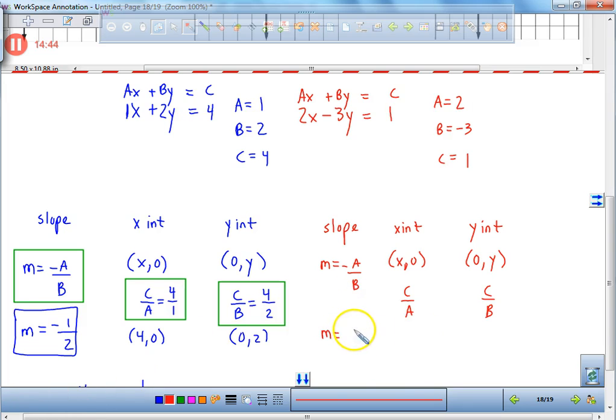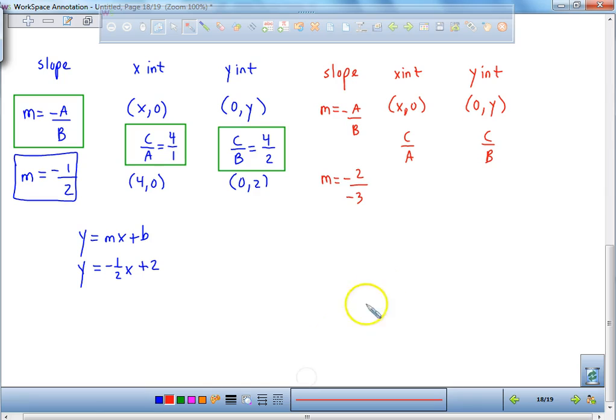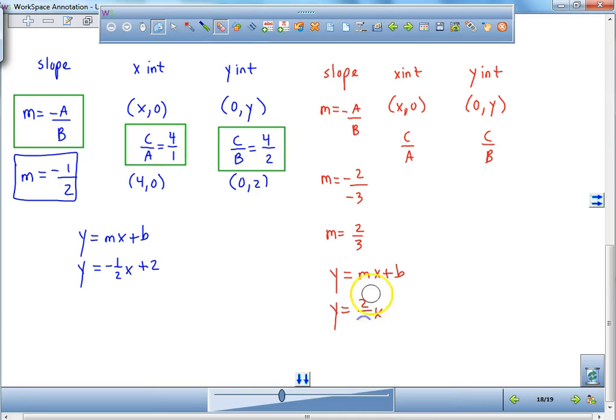All right, here we go. Let's see if you guys got it. Negative A over B. So we'll put negative, what'd you guys have for your A value? 2 over, what's my B value? Negative 3. And what is negative 2 divided by negative 3? Positive 2/3. So if I was going to write it in slope-intercept form, y equals mx plus b, I would put y equals 2/3 x. And then all I got to do is find my y-intercept, which we will find shortly.